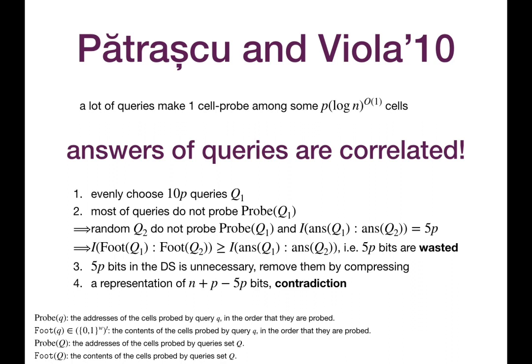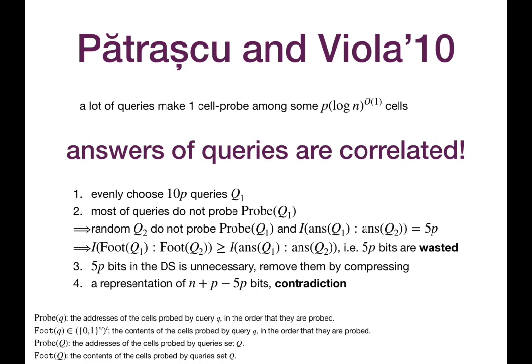The key argument lies in publishing more bits and saving memory access. It is feasible, since the answers of queries are correlated. We evenly choose a set of queries Q1. Then, if most queries don't probe the cells probed by Q1, with good probability, we show two consequences. Firstly, a random set Q2 doesn't probe the cells probed by Q1.